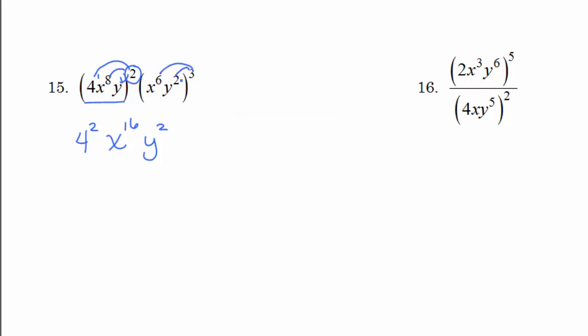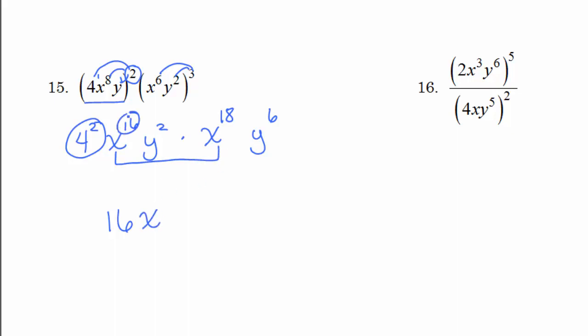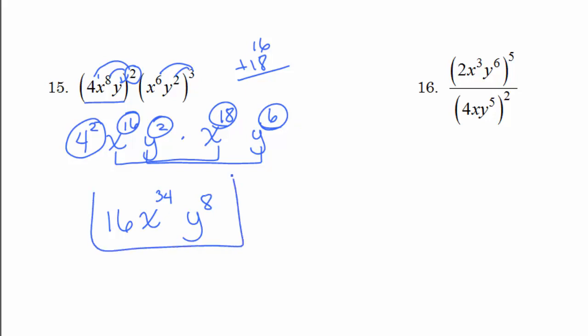Then I'm going to do the same thing on the next part. Remember, this is just multiplying, a parenthesis next to a parenthesis. So that's x to the 18th and y to the 6th. Again, multiplying. Okay, keep going. Now I have some same bases to deal with. So what's 4 squared? 16. Put your x's together, keep your base, and add the exponents. I'm adding 16 plus 18 and getting 34. Keep my y's, and add those exponents, 8. All right, take it a step at a time.